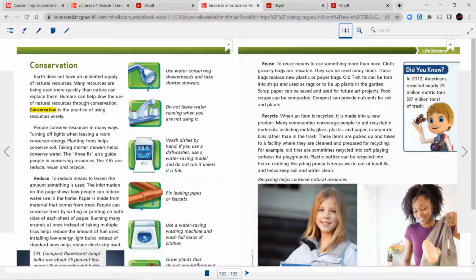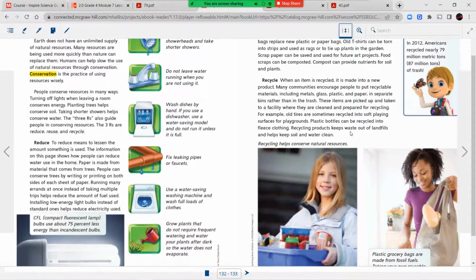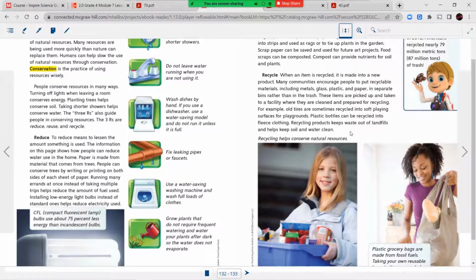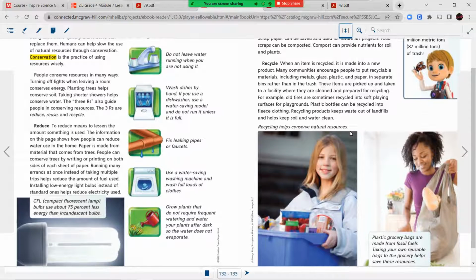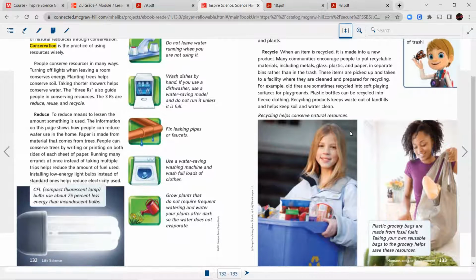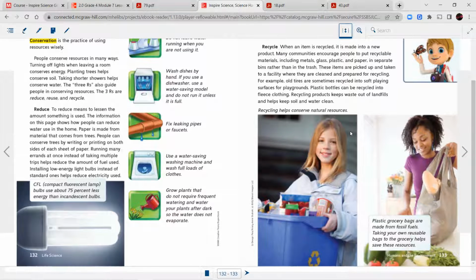Recycle. When an item is recycled, it's made into a new product. Many communities encourage people to put recyclable materials, including metals, glass, plastic, and paper, in separate bins rather than in the trash. These items are picked up and taken to a facility where they are cleaned and prepared for recycling. For example, old tires are sometimes recycled into soft playing surfaces for playgrounds. Plastic bottles can be recycled into fleece for clothing.